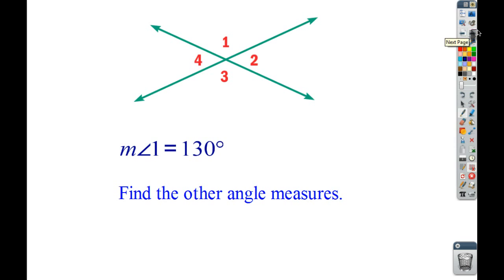All right, so what I want you to do here is, I didn't actually put the letters in. I simplified this a little bit, and I said angle 1, angle 2, angle 3, and angle 4. And what I want you to do is find the other angle measures.